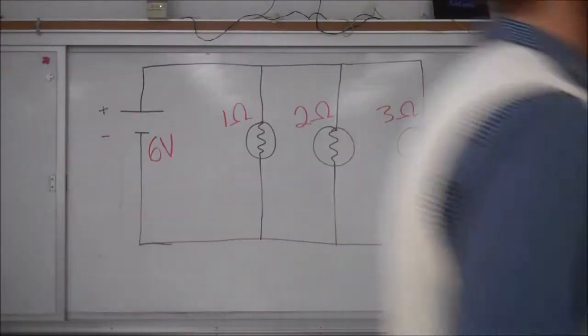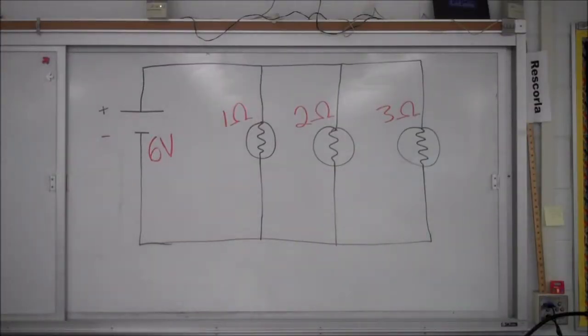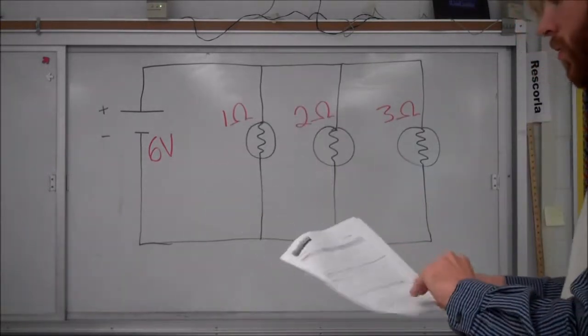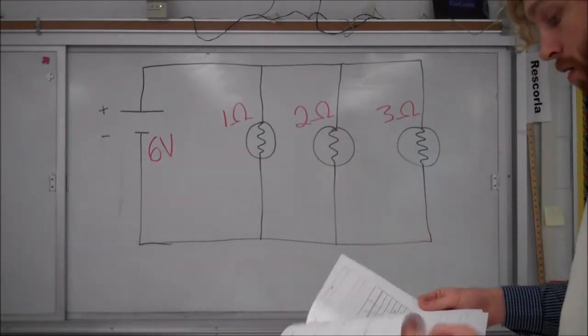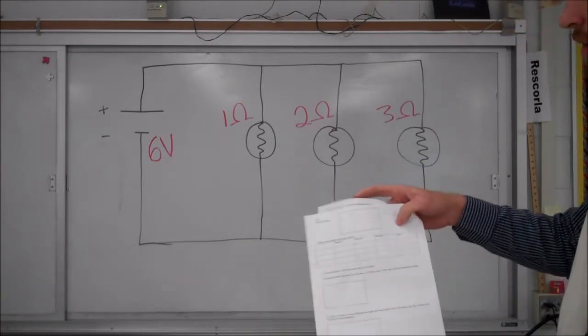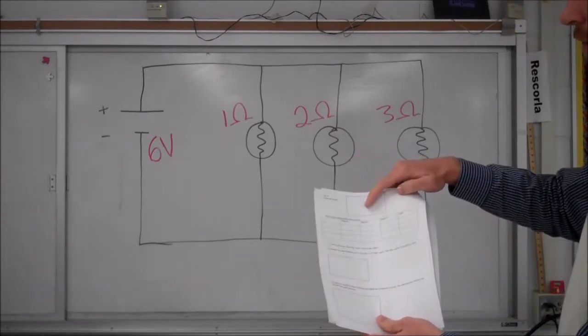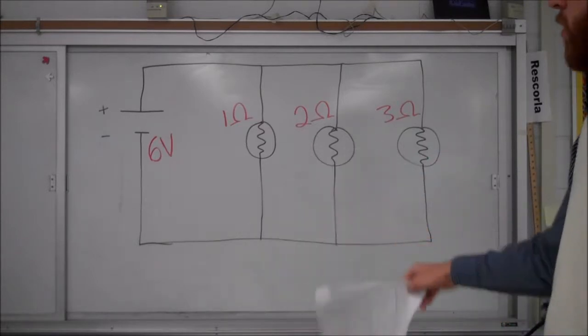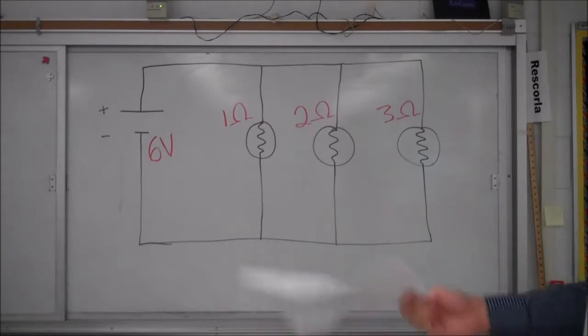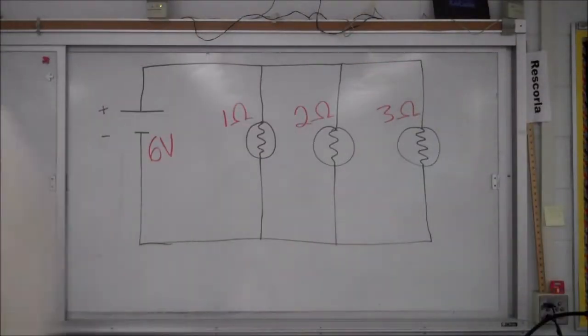Alrighty, so this is problem number 4 in your electric math packet that looks like this. We are going to be working on example 4, which is on the back of the second page right here. So the first thing that you need to do is draw the circuit. I'll give you guys a little bit of time to draw this circuit.